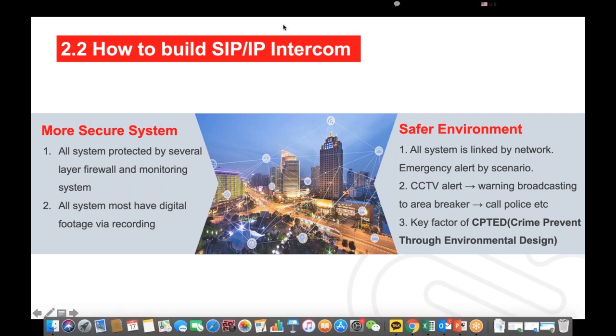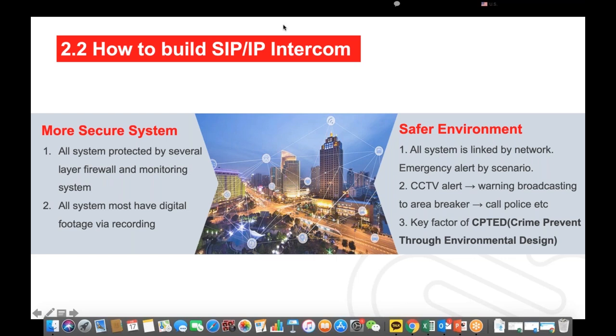Okay, and then a safer environment. Why is our life safer through the SIP IP intercom system? Because it's linked by network and everything is linked with alerts by scenario. Even CCTV can raise an alert and can link with the warning broadcasting. If someone breaks into your area, it can also alert, and you can make a scenario to transfer the call to the police station immediately. You can make a scenario to send an SMS or a recorded voice message, such as help or warning, with your location address.